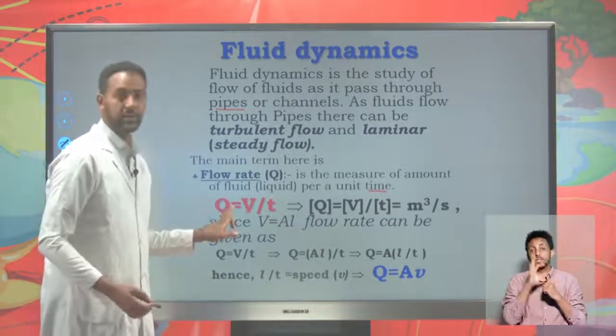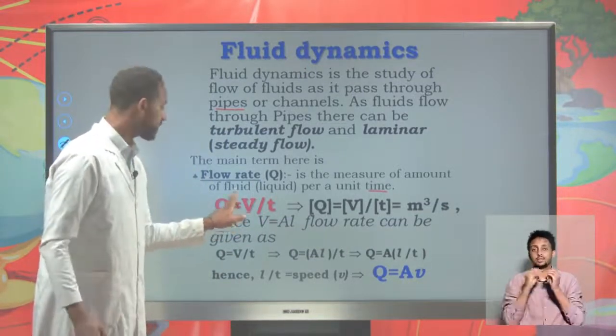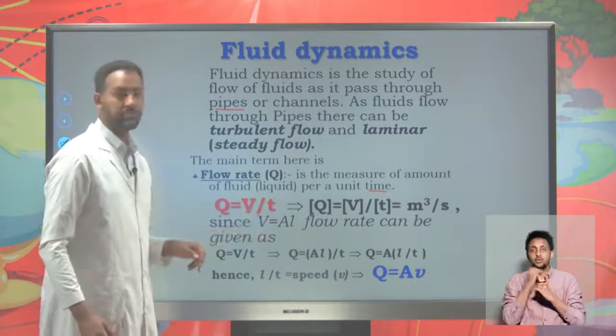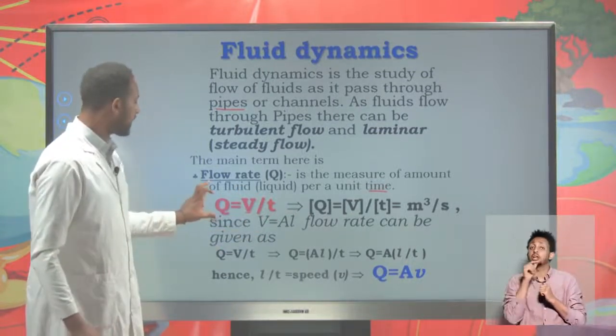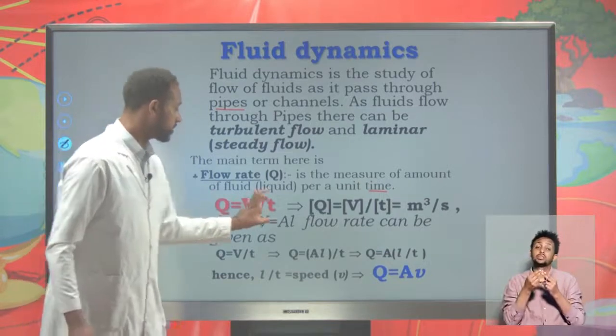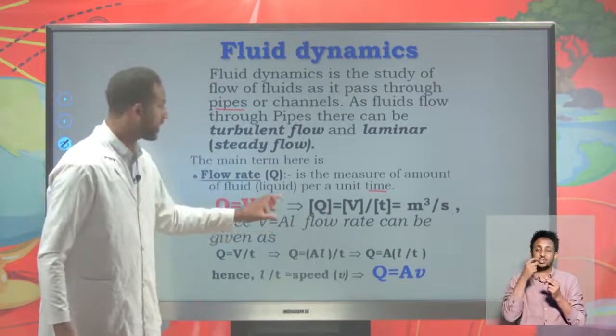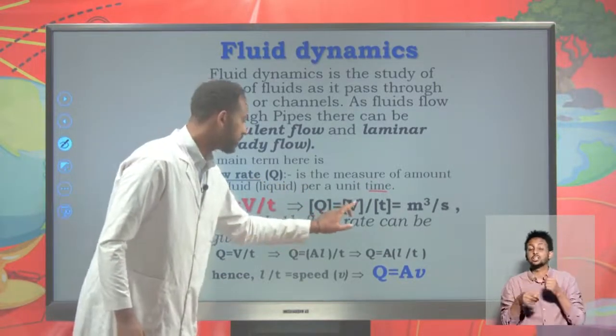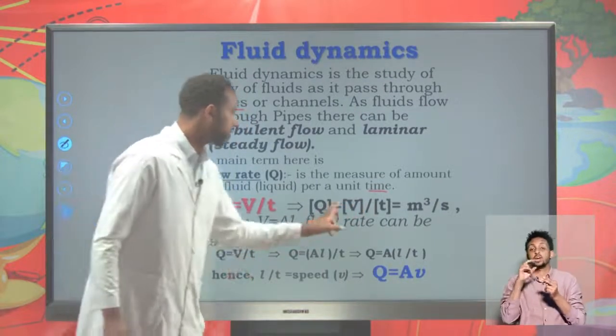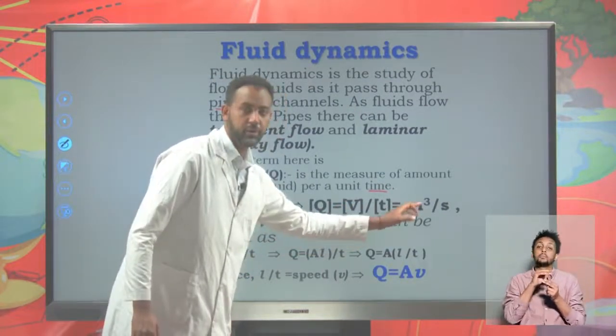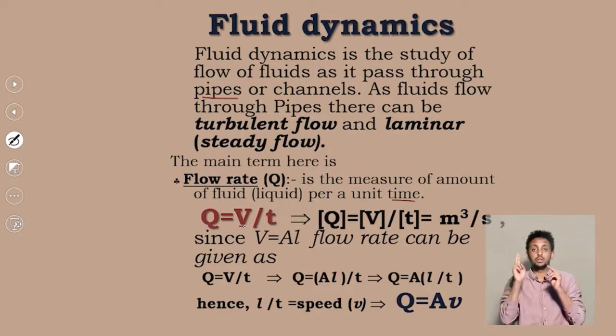Flow rate can be mathematically expressed as volume V over time T. And its SI unit, the SI unit of flow rate or discharge or charge, can be given as the SI unit of volume over the SI unit of time. The SI unit of volume is meter cube and of time is second.